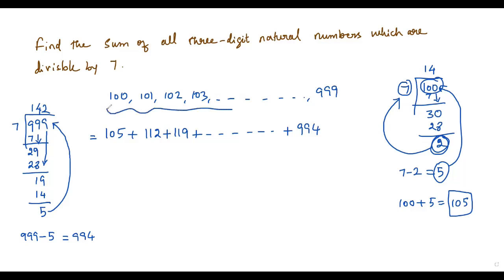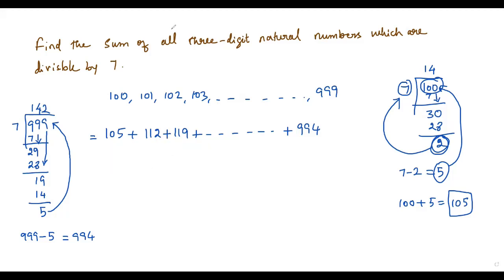Okay, among all the 3-digit natural numbers, I have identified the natural numbers which are divisible by 7. So they are 105, 112, 119, so up to 994. So clearly, when I look at this series, it's an arithmetic series because the difference between the first term and second term is 7. The difference between the second term and third term is 7. So the difference between any two consecutive terms along this series is the same, that is 7. So clearly it's an arithmetic series.